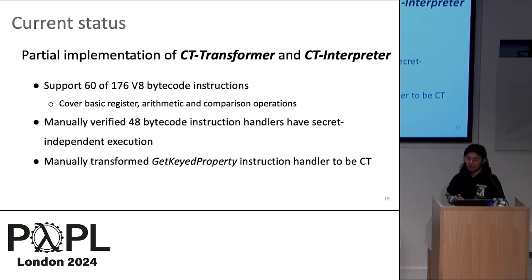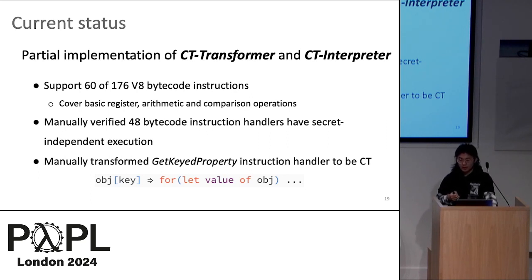We currently have a partial implementation of the CT transformer and CT interpreter. Now it supports 60 out of 176 V8 bytecode instructions, covering basic register, arithmetic, some comparison, and control flow operations. We manually verified 48 of them have a source code level secret-dependent instruction handler, and we also manually transformed one of them, the getKey property instruction handler, to be constant time.